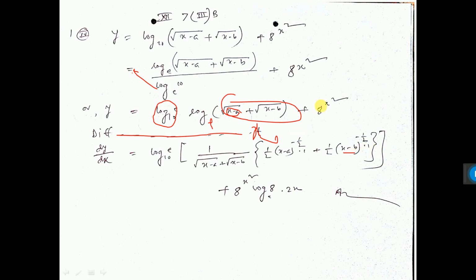I have not written. And this is a to the power x formula, a to the power x into log a base e. Since this is considered as x, so again its differentiation, x square differentiation is 2x. Just simplify and you will get the answer.